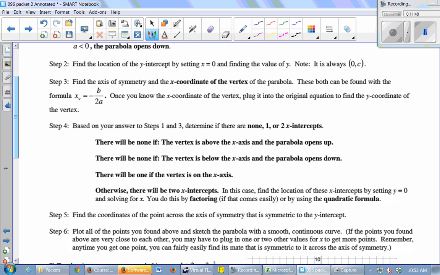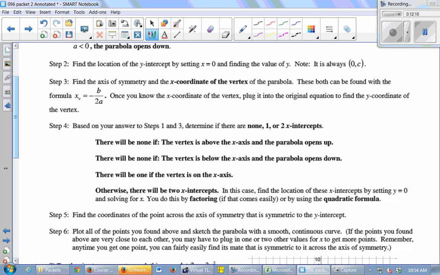So now, based on your answers to steps 1 through 3, we wanted to see if it's even worth our time looking for x-intercepts, because sometimes there aren't any. If you know where the vertex is, and you know whether the graph opens up or down, you can predict whether or not you'll have x-intercepts. Right? So let's draw a couple of pictures.